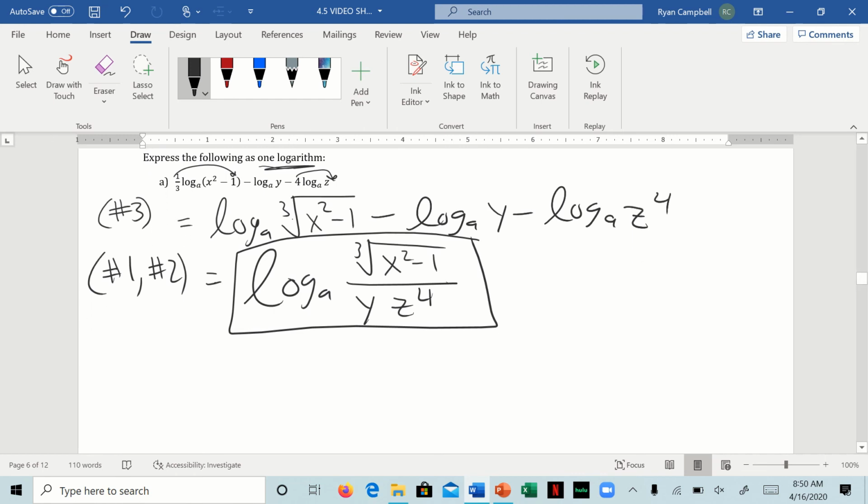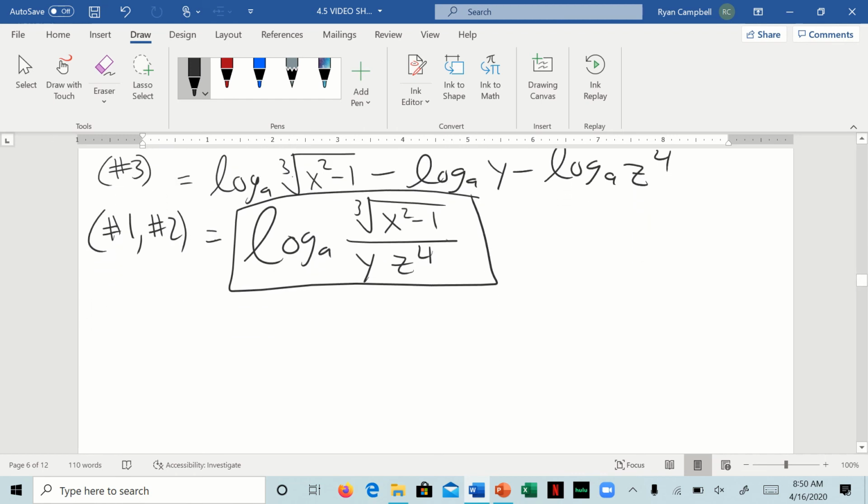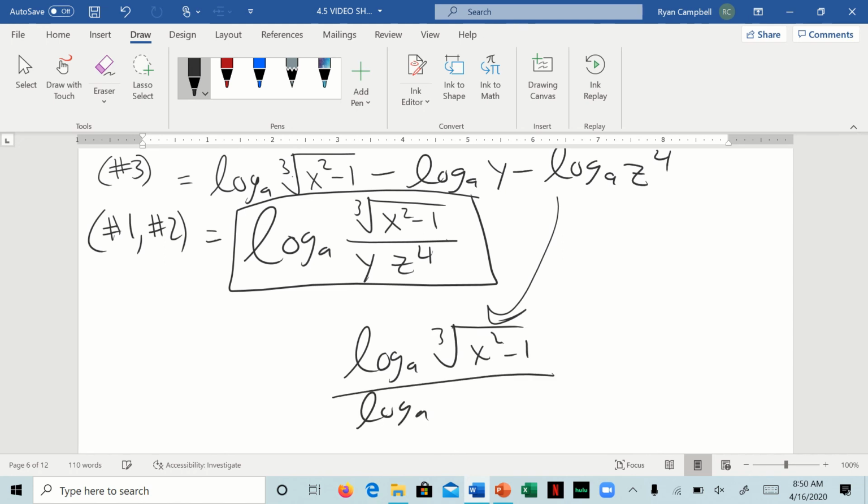So I will say that when I see this, a lot of times the reason why this might be a mistake for students is that people will write log base a of the cube root of x squared minus 1 over log base a of y z to the 4th, right? That is not correct, right? It's just one logarithm. So make sure that that is not what you are doing. You're putting it as one logarithm when you combine them all.